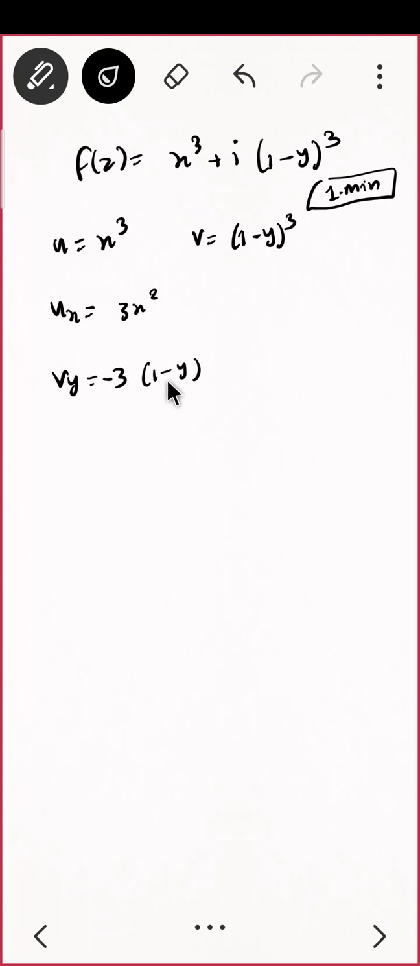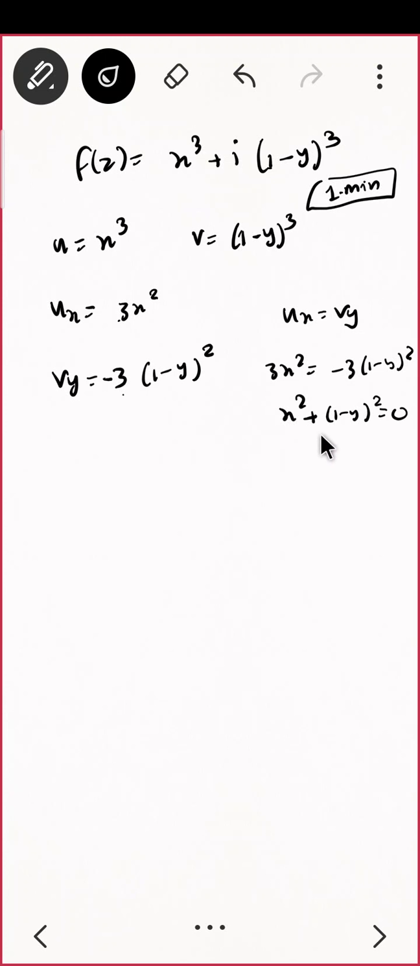Yes, that's correct. Okay. When do you think these two will be the same? I want to have ux equal to vy, so when will these be the same? Just try to put that 3x square is equal to minus 3 into 1 minus y the whole square. Try to solve this. 3 cancels, that means x square plus 1 minus y the whole square equal to 0.